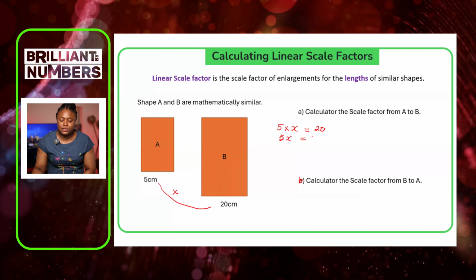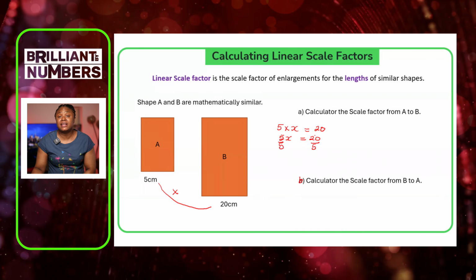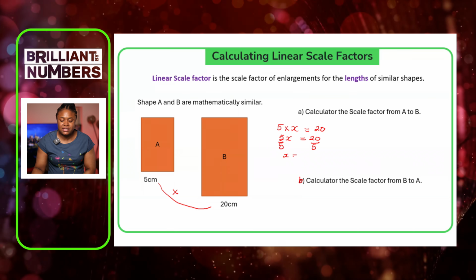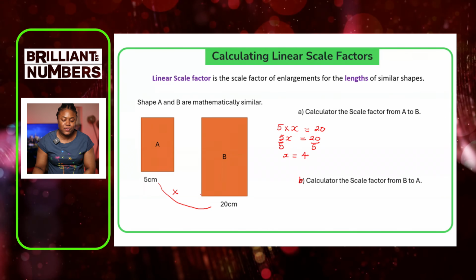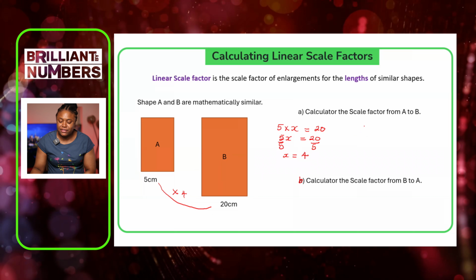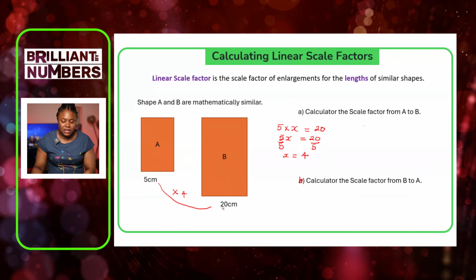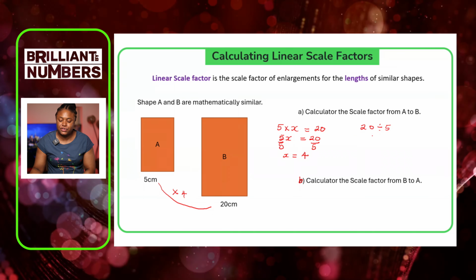And 5x is equal to 20. So we just need to divide by 5 on both sides to find what x is. So 20 divided by 5 is 4. So the scale factor 5 times 4 is 20. We could also have done the unitary method, which is just to simply do the 20 here divided by 5, which gets us to 4.